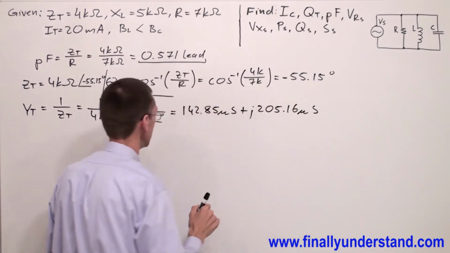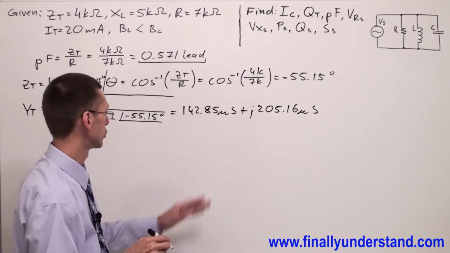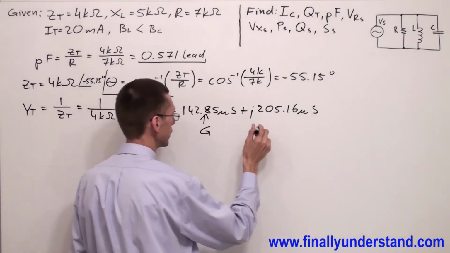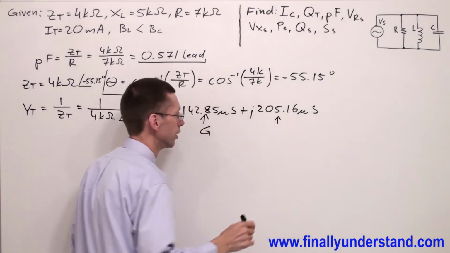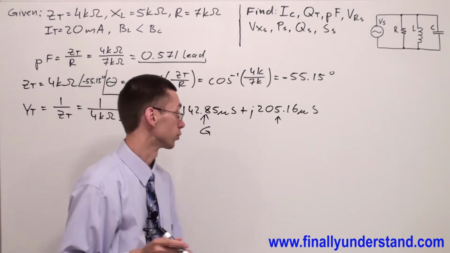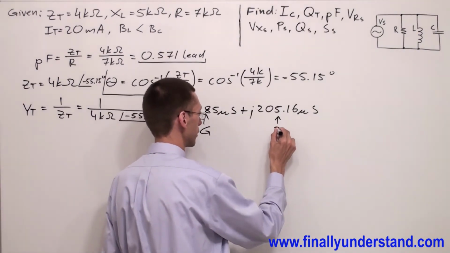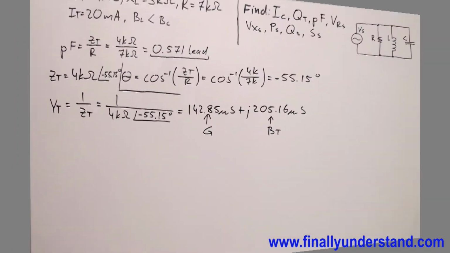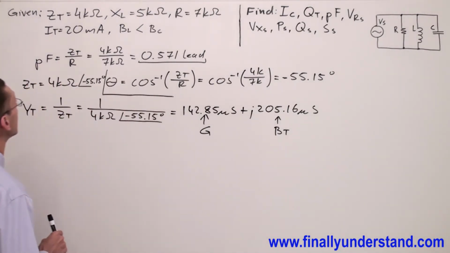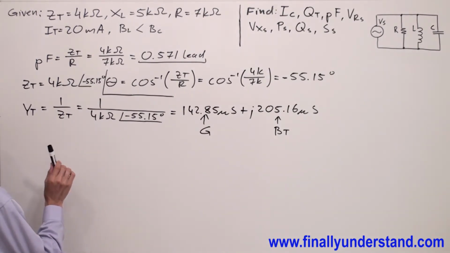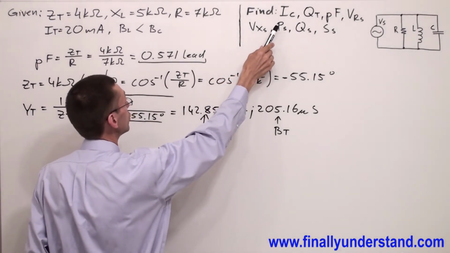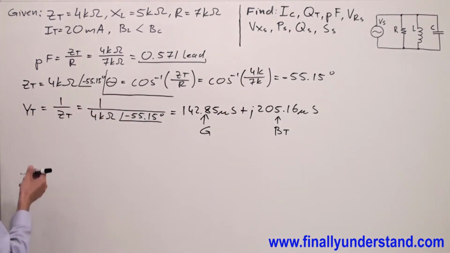microsiemens, okay? Where the real part of my answer is the conductance, and the imaginary part is the combination of the inductive susceptance and capacitive susceptance. So I can say that this is my B total. So if we have B total, we can find very easily BC, right? Why are we supposed to find BC? Because I have to find the current which goes through the capacitor, right?